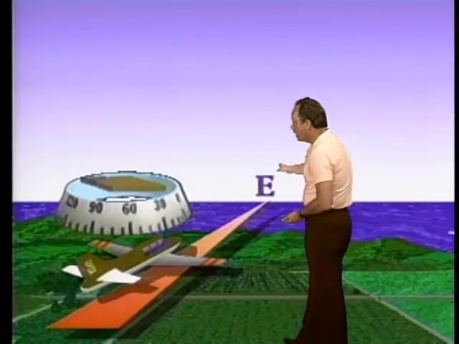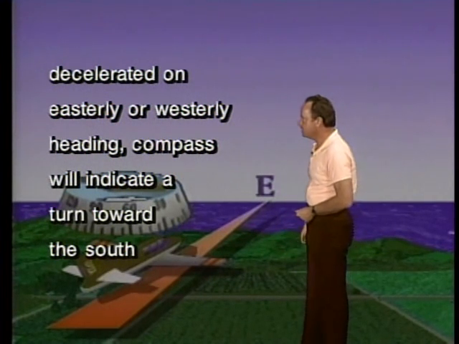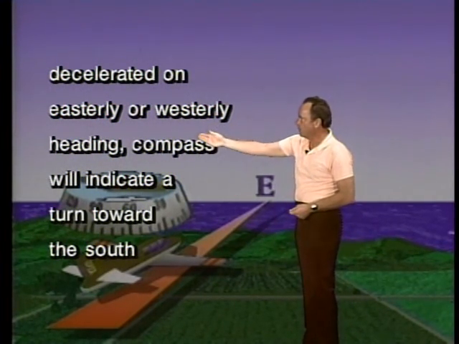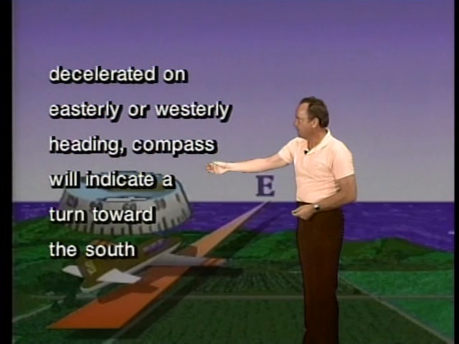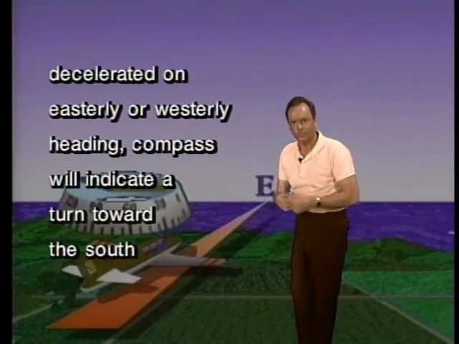Now you're on an easterly or westerly heading again, and here's an example they're going to give to you on the test about this. If you decelerate the aircraft on an easterly or westerly heading, the compass will indicate a turn towards the heading of south. And decelerate south, decelerate south.